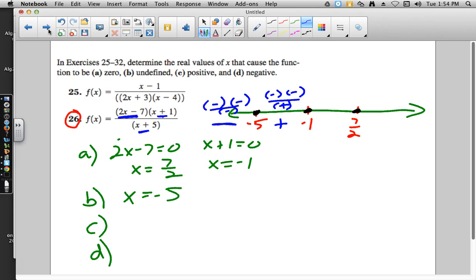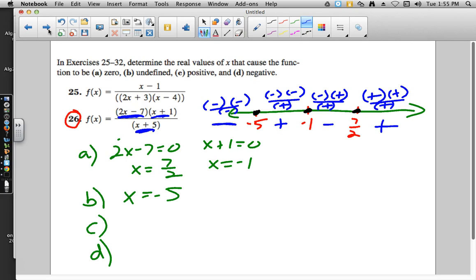Between negative 1 and 7/2, I would put a 0. If we put a 0 in here, this will be negative. A 0 in here will be positive. And a 0 down here will be positive. And we have an odd number of negatives, so that's going to be negative. 7/2 is 3.5, so maybe I put a 4 in. 2 times 4 minus 7, that's going to give me a positive this time around. And 4 plus 1 is 5, that's a positive. And 4 plus 5 is 9, which is also a positive. So this will be a positive down here.